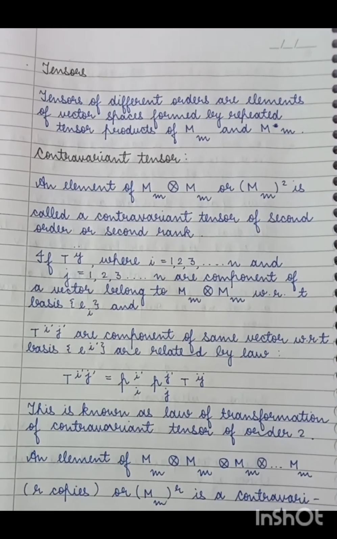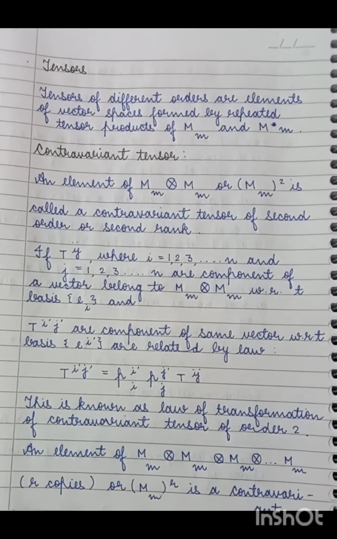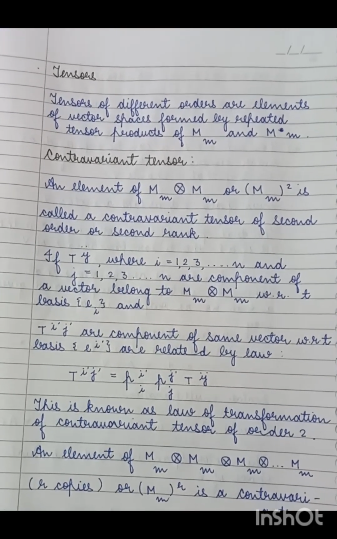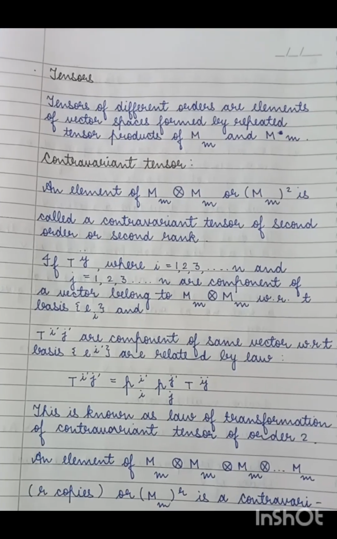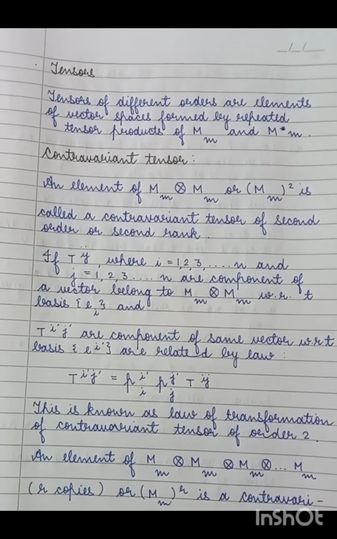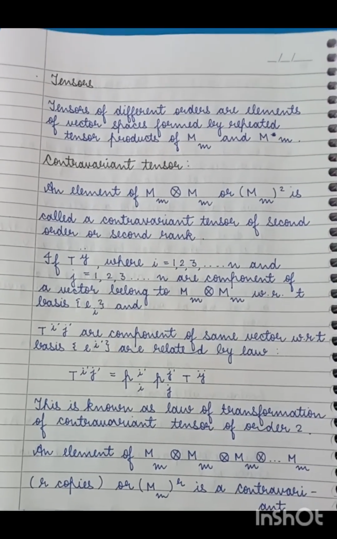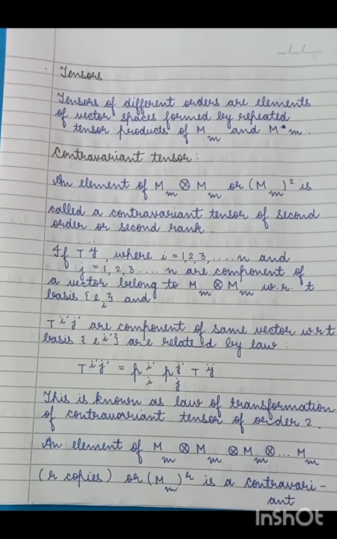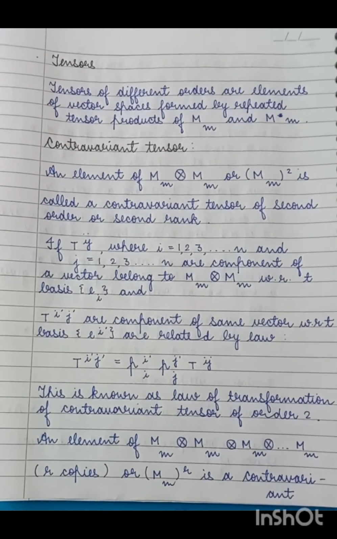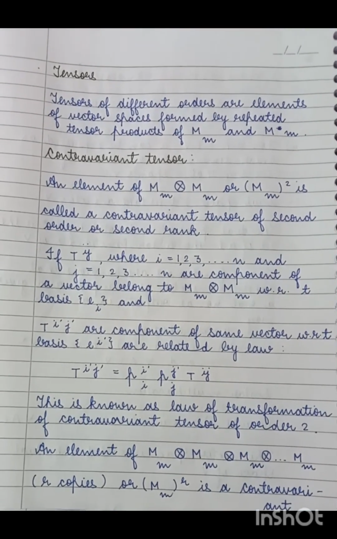Tensors. Now first let us see what tensors are. Tensors of various orders are functions from a product set of vector spaces into the set of real numbers. Tensors of different orders are elements of vector spaces formed by repeated tensor products of M and M star. Now, a contravariant tensor. An element of M tensor M, or M square, is called a contravariant tensor of second order or second rank.